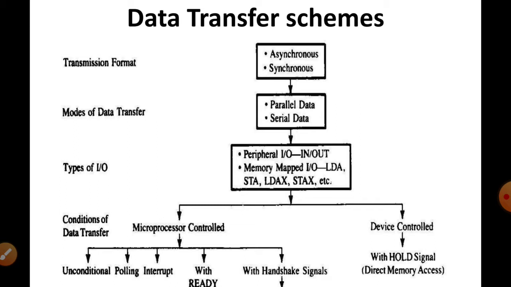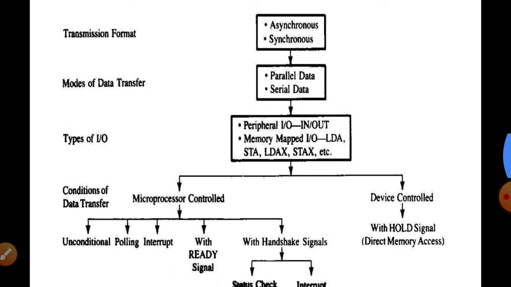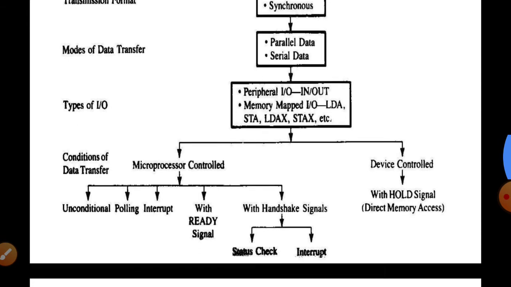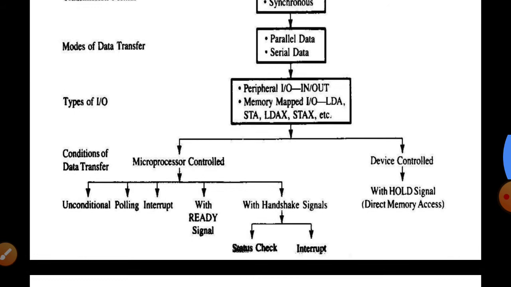So, synchronous is used for high speed data transfer and asynchronous is used for low speed data transmission. Now, the data transfer between the processor and the peripherals is primarily asynchronous. Very rarely do we use the synchronous data transfer scheme because of the mismatch of the speed.